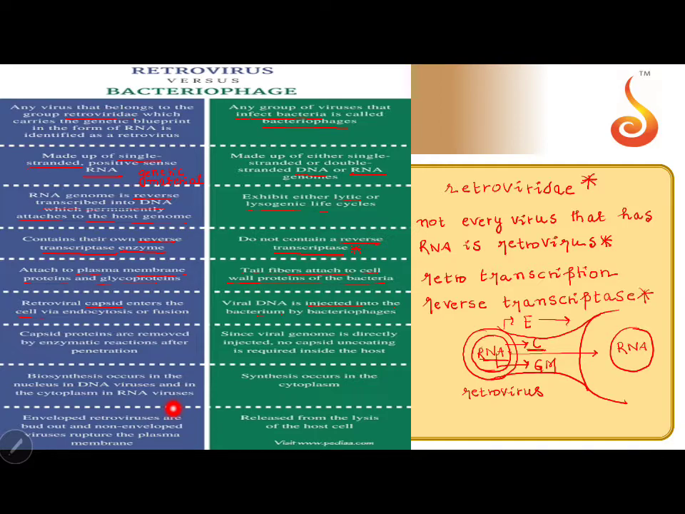Whereas in the case of phage, if this is the host cell membrane, the virus will land on the host cell by means of tail fibers and only genetic material is injected inside. So here in retrovirus, the capsid along with genetic material is injected because it has an envelope, whereas in the phage only genetic material is injected.